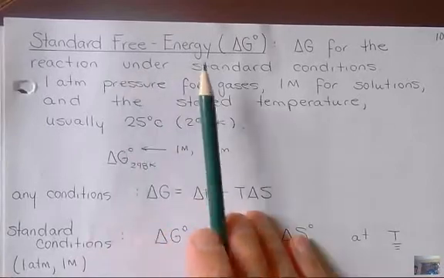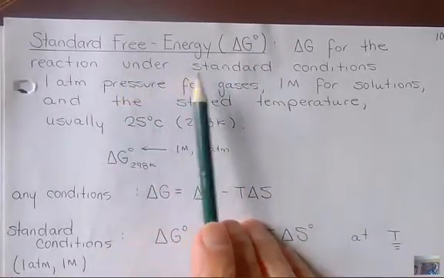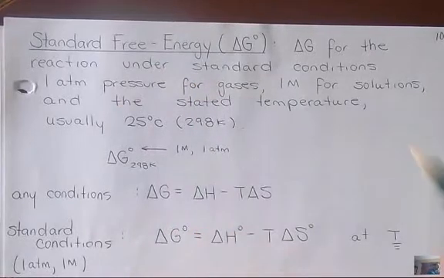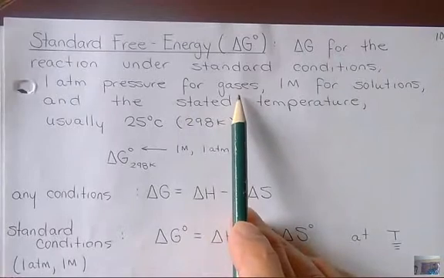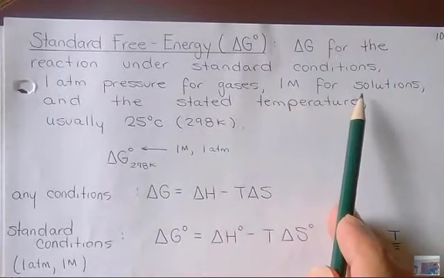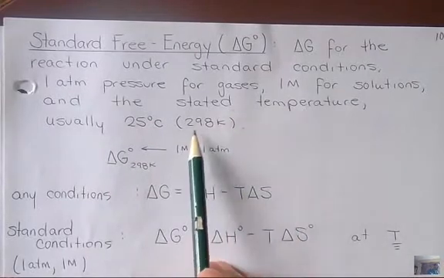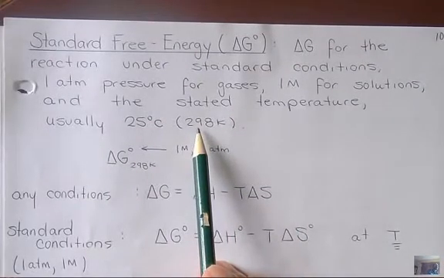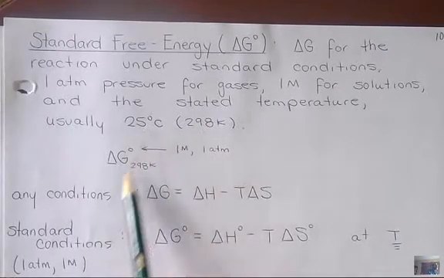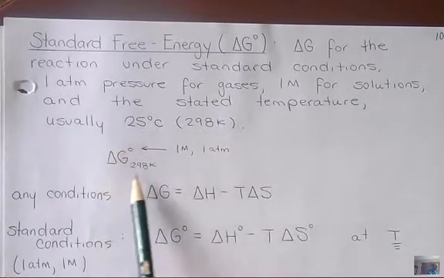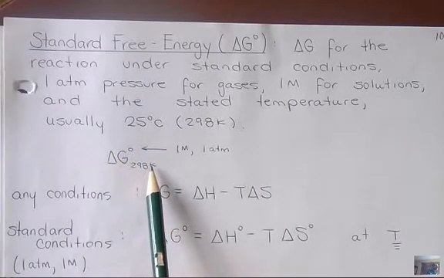Okay, so let's talk about delta G under standard conditions. So that's called the standard free energy of a reaction. So delta G 0 for the reaction under standard conditions. And what are standard conditions? 1 atmosphere of pressure for the partial pressures of all gases and 1 molar for all solutions. And whatever the stated temperature is, usually these things are tabulated at 298 Kelvin, which is 25 degrees C. So again, delta G in these tables is going to be 0 at 298 Kelvin.